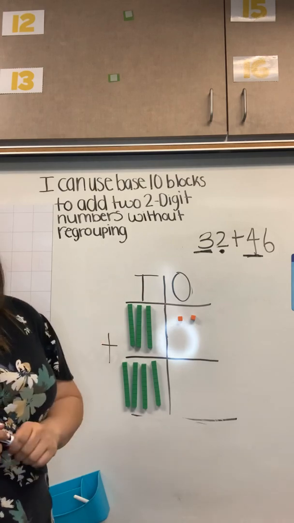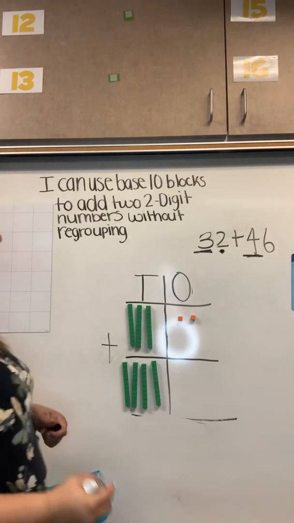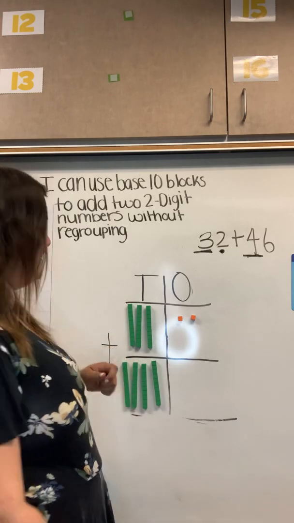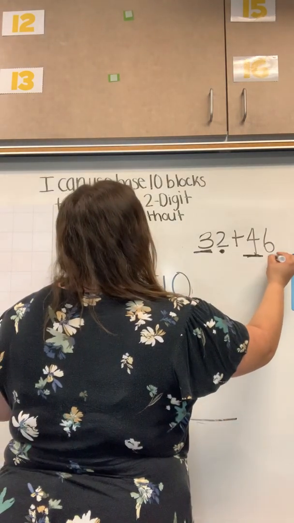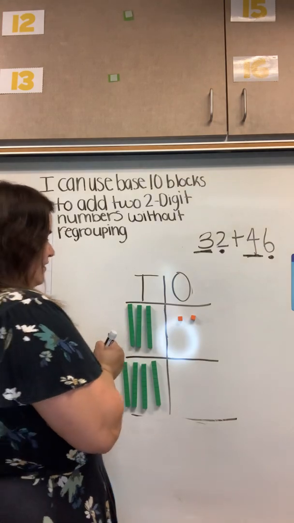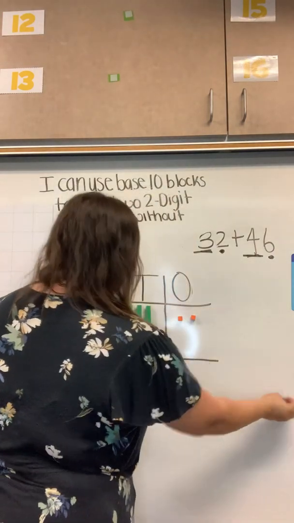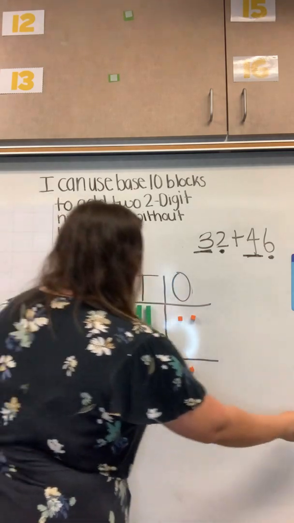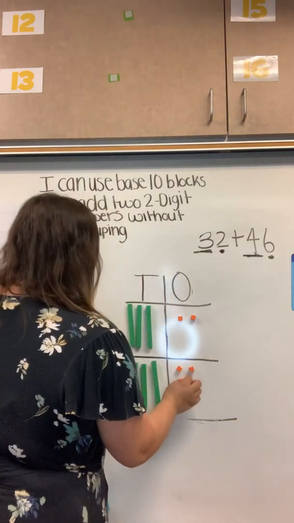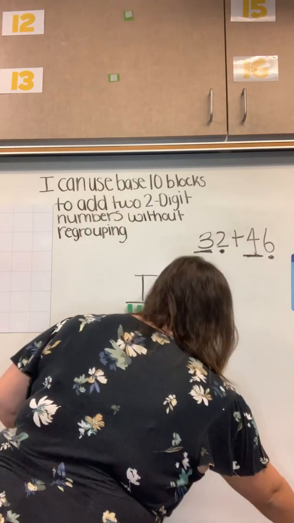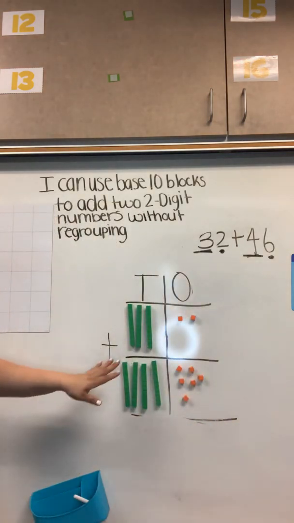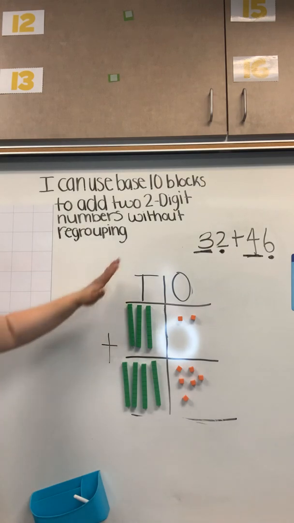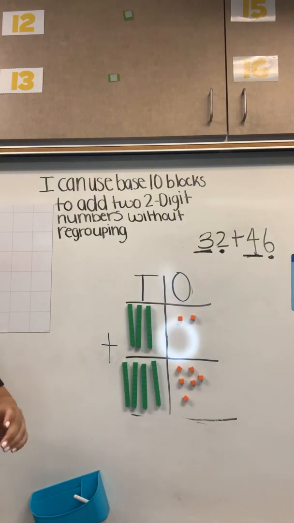Now, how many 1s do we have in the number 46? Sorry. 6. Good job. So we're going to get 1, 2, 3, 4, 5, and 6. So now we have the numbers represented with our base 10 blocks using our place value chart.